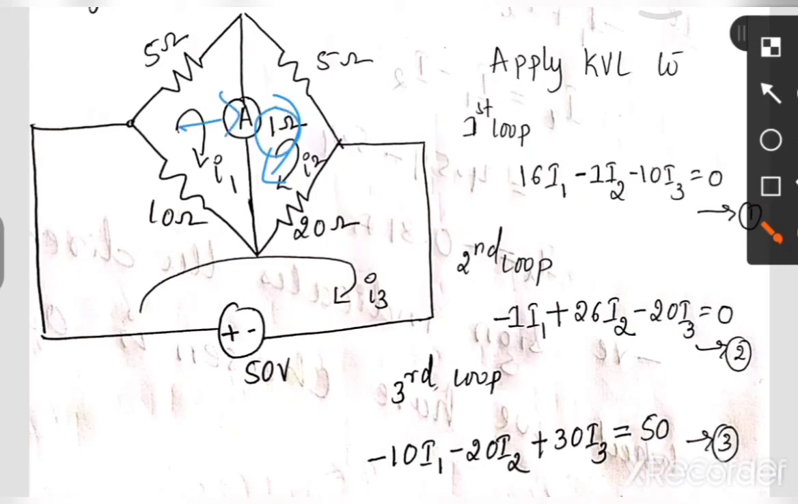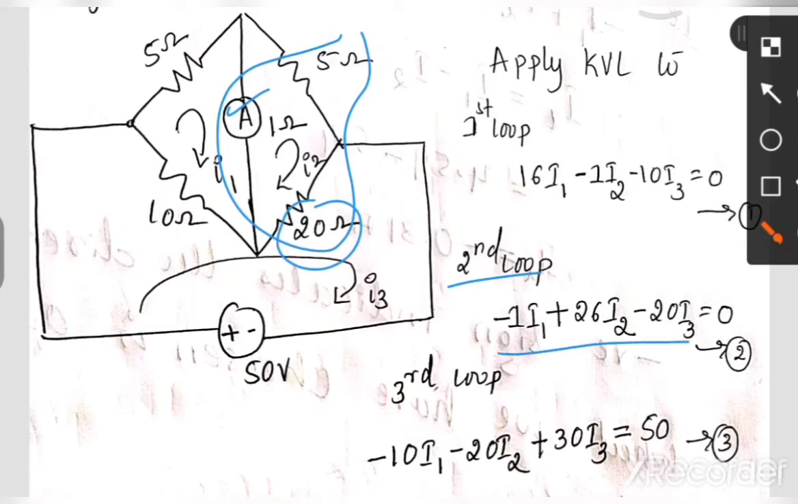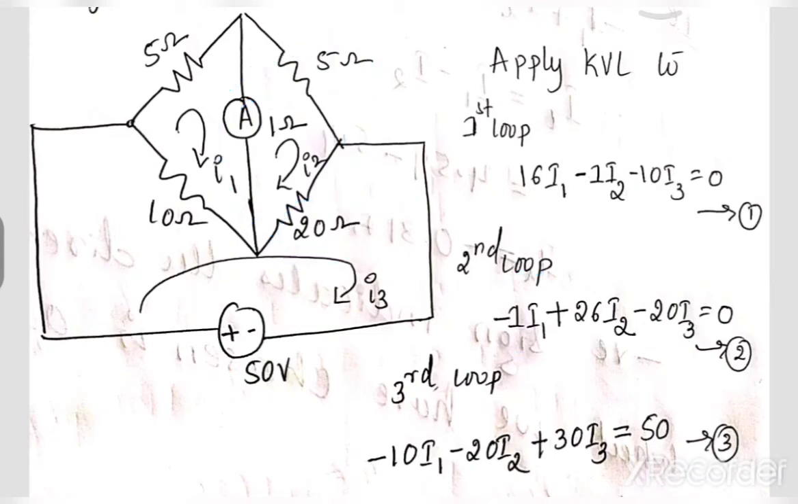because it is on the I1 side, and this 20 ohm is between I2 and I3. So now in the second loop, the equation is minus 1 I1 plus 26 I2 minus 20 I3. I have explained how to write this equation directly in the previous class. So for the third loop we will apply KVL.